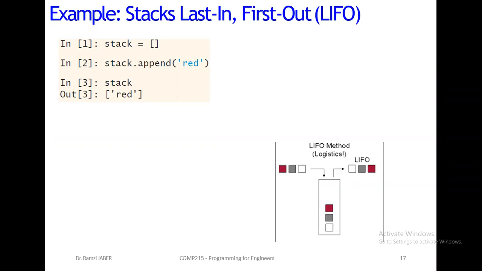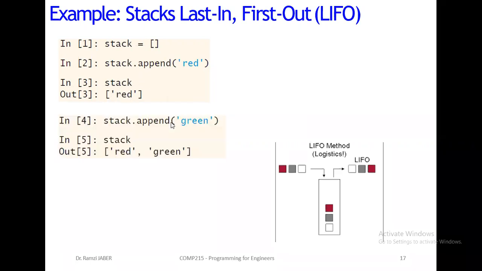But here in Python, we can do a simple example. We define a list called stack, an empty list, and I want to append, or push, a new element inside it. So I can use stack.append red. So now the list stack contains one element, red. Also, I can append a green color, so stack.append green.